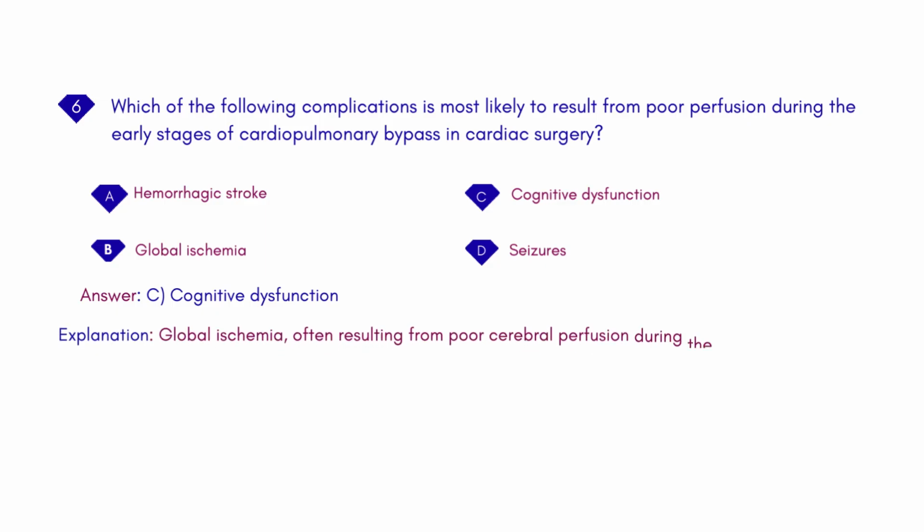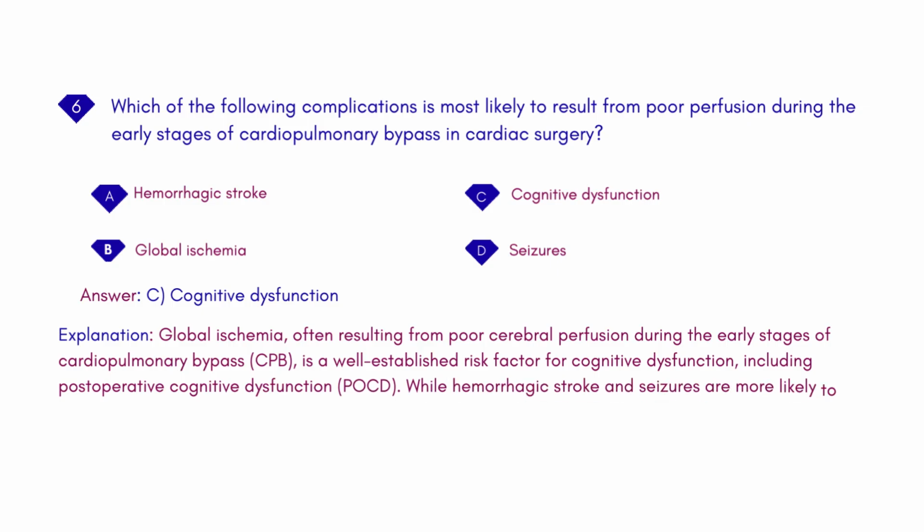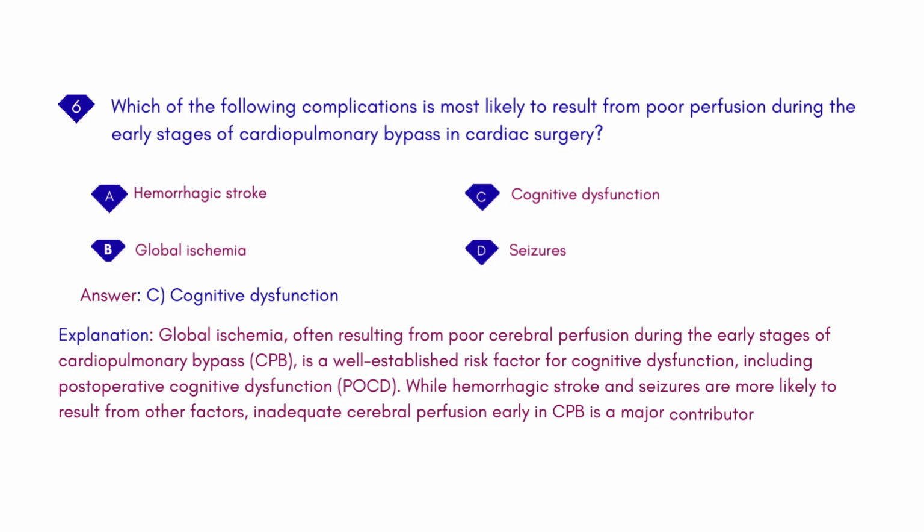Explanation: global ischemia, often resulting from poor cerebral perfusion during the early stages of cardiopulmonary bypass, CPB, is a well-established risk factor for cognitive dysfunction, including postoperative cognitive dysfunction, POCD. While hemorrhagic stroke and seizures are more likely to result from other factors, inadequate cerebral perfusion early in CPB.